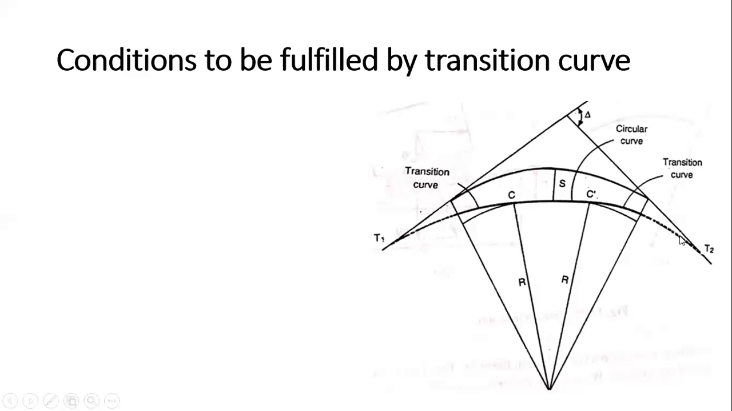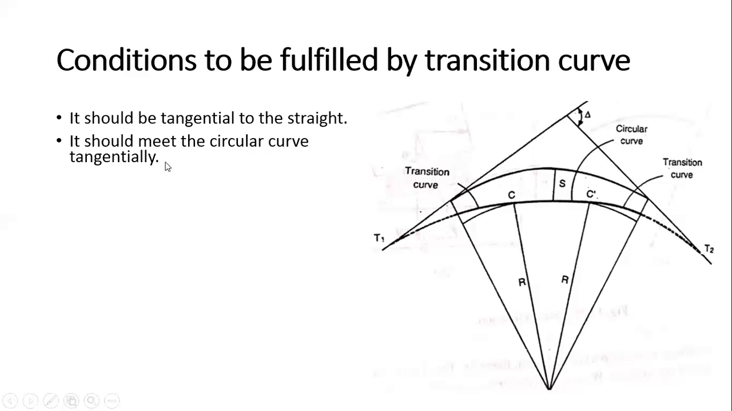So one curve is here and one transition curve is here. Okay, so what are the conditions to be fulfilled? Number one, it should be tangential to the straight. Now here, at this point, this is my transition curve, this is the straight, it should be tangential here. Okay, this is the first condition.